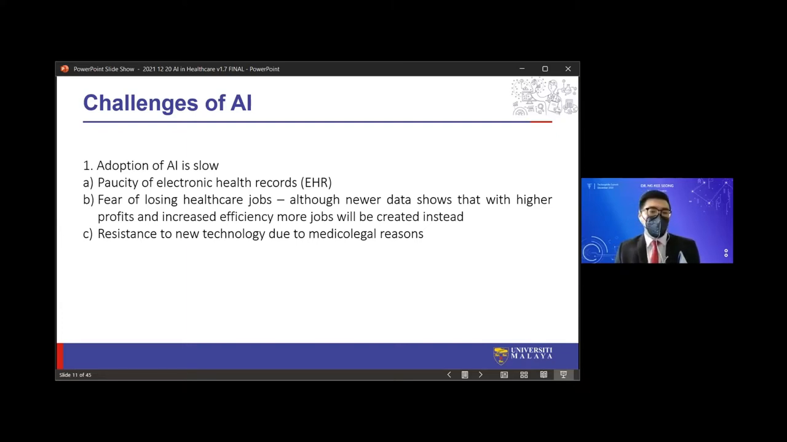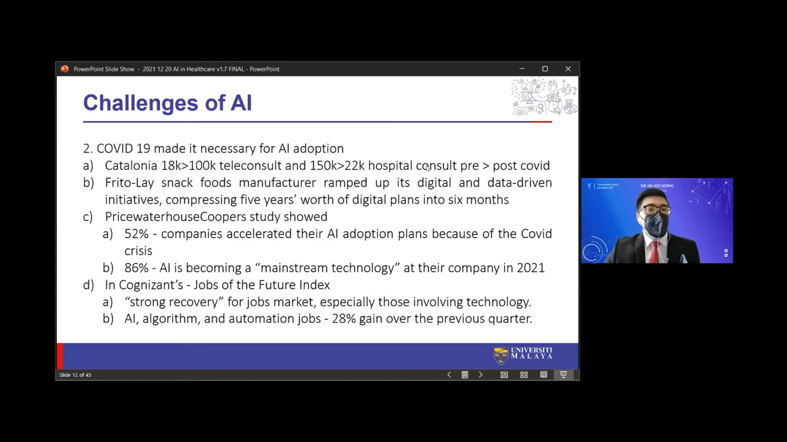And this resistance to new technology, especially on the doctor's side of things, is also partially because of medical legal reasons, due to the fact that all doctors, unfortunately, when they're seeing patients, at the end of the day, will still be putting their license at risk, no matter what technology you're using. Because of that, they still prefer the more traditional system where they're fully responsible and analyzing everything on their own rather than relying on technology.